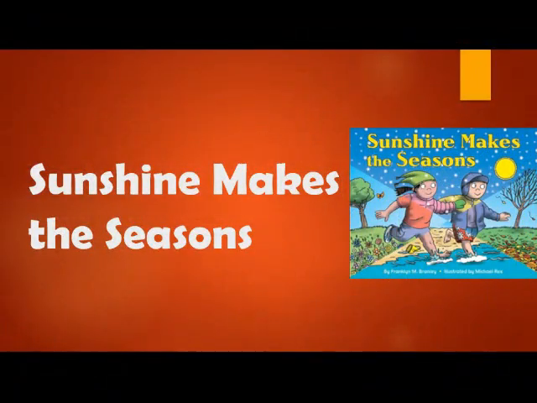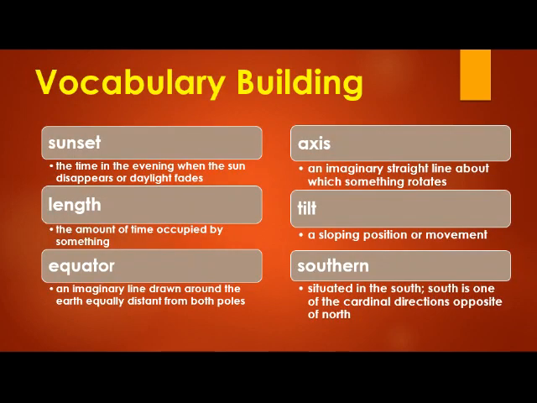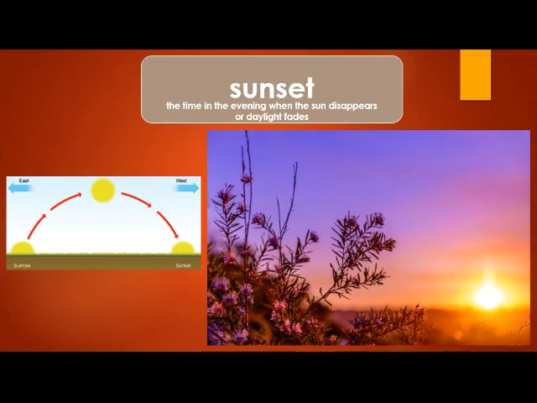Before we begin reading our book, let's look at some of the important vocabulary words that you're going to hear while I'm reading Sunshine Makes the Seasons. Here are 6 vocabulary words that it's important to know before we begin. Our first word is sunset. Next, we have length. Third, we have equator. Fourth is axis. Fifth is tilt. And sixth is southern. Let's read the definitions while looking at some pictures to help us understand.